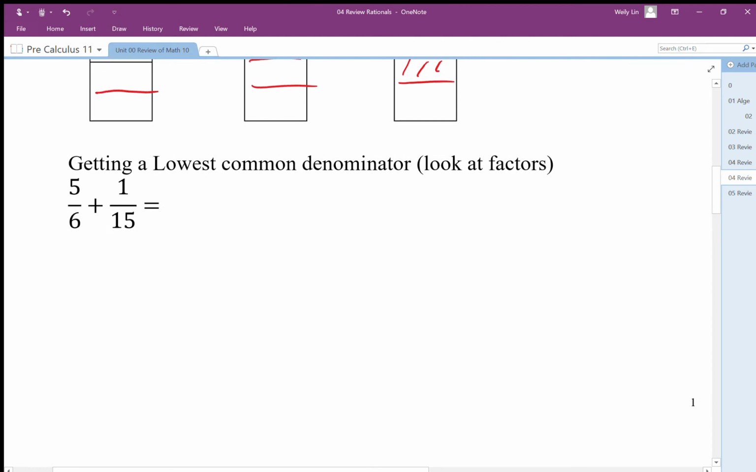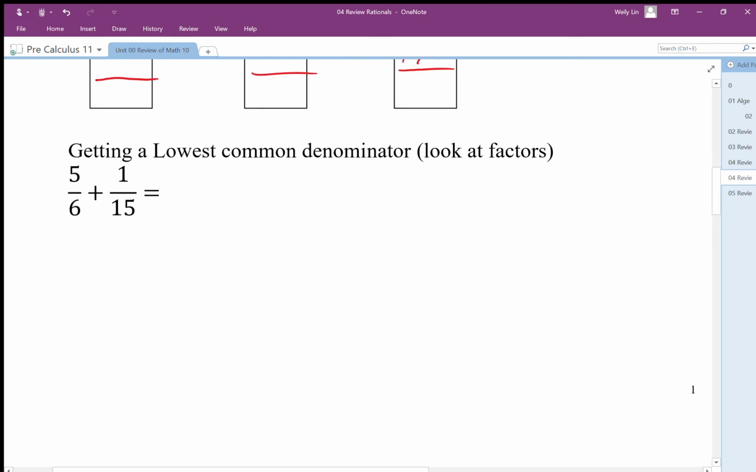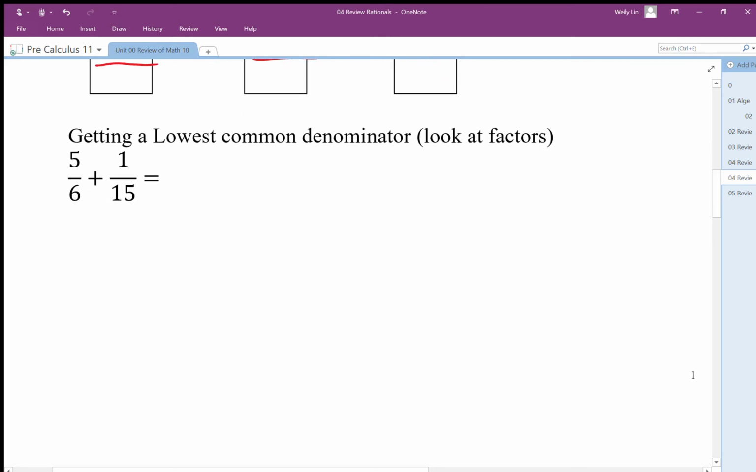So when I find the lowest common denominator, what I want to do is see what the factors look like. So when I factor this, I have 2 times 3. Here I'm going to have 3 times 5. Well, what ends up happening is these two sets of denominators have to match each other. So what this guy's missing over here is he's missing a factor of 5. So if I do groups of 5, I'm going to be able to match the groupings of 5 here.